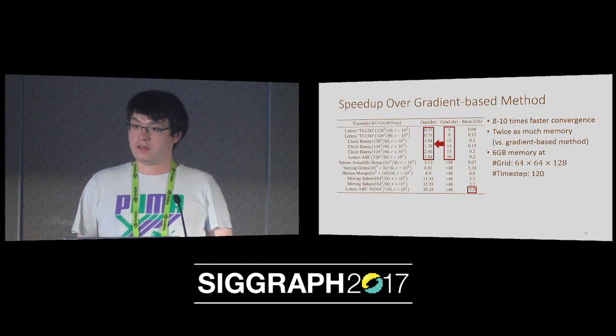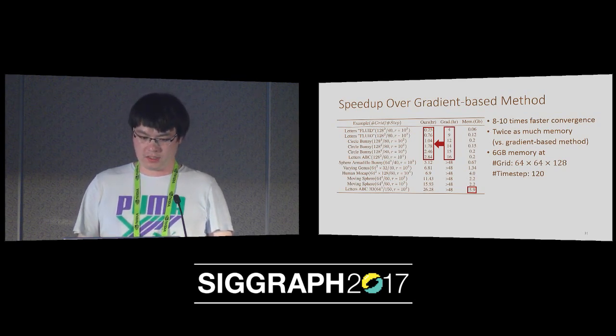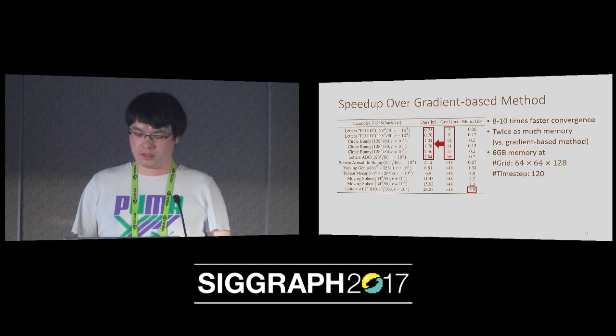A minor drawback of our method is that it requires twice as much memory because we need to store not just the primal variables, the smoke state and the control force, but also the Lagrangian multipliers for each variable, so twice as much memory. In our moderate resolution experiments, the biggest memory cost is 6 gigabytes, which is still manageable.